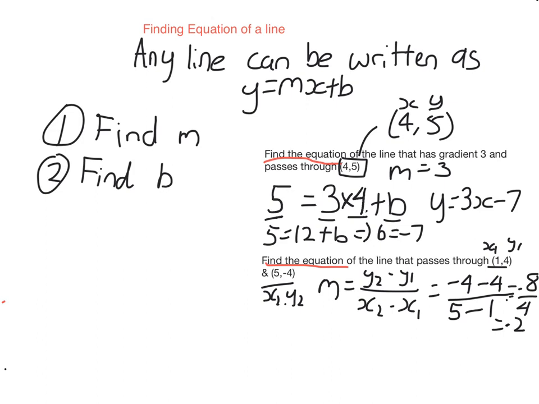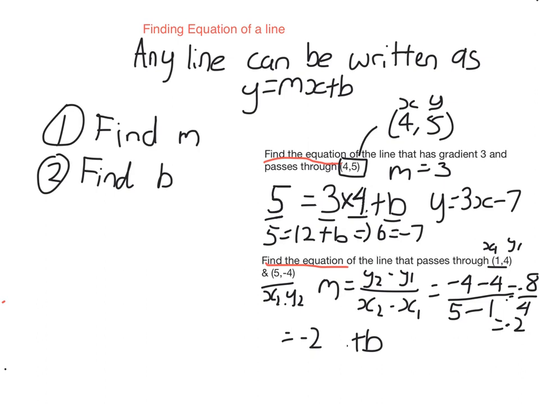Step 2, I'm going to do just like I did in the previous example. I'm going to take my equation y equals mx plus b, and I'm going to substitute m, x, and b. So I know that m is the gradient, negative 2, so I write negative 2 in front of x. Now, I'm going to substitute x and y. It doesn't matter which point I use, so I'm just going to use the first one.